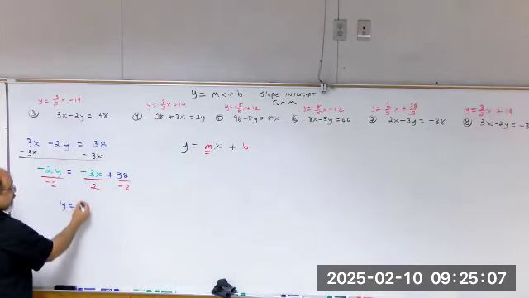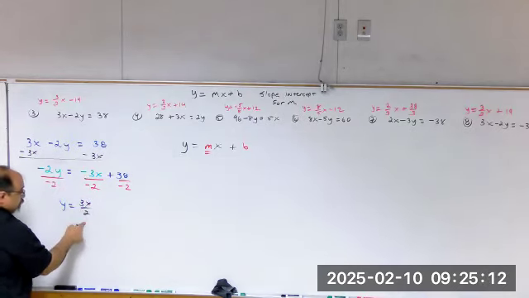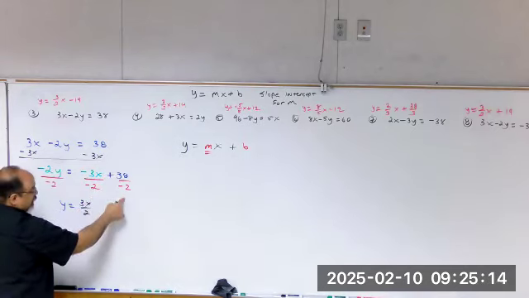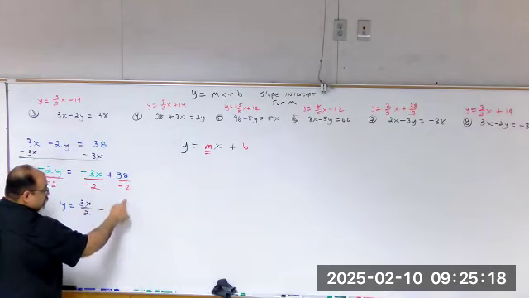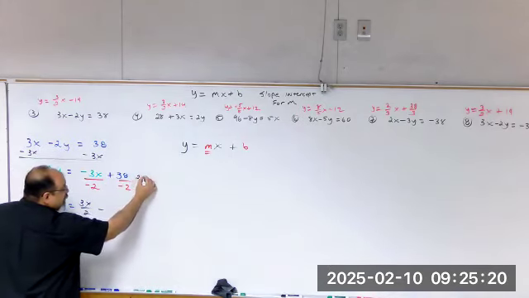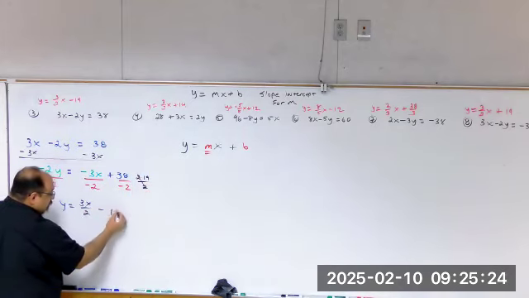So technically I have 3x over 2. I'm going to write this out, 3x over 2. This is a positive over a negative, so that's going to be a minus. And then 38 over 2, well, that's 2 times 19 over 2. So it's going to be a negative 19.